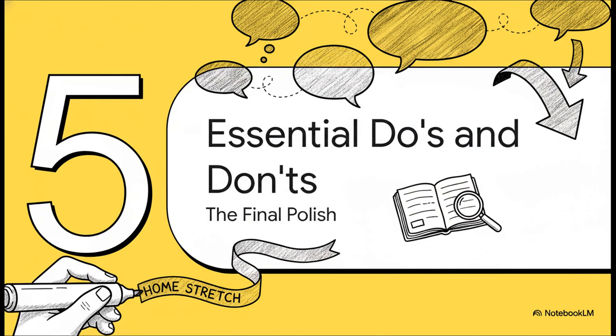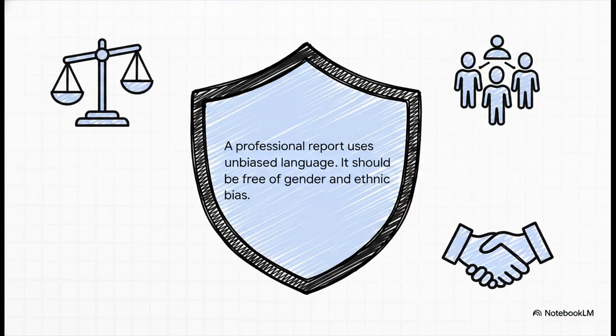All right, we're in the home stretch now. Let's talk about some of those little details that really give your report that final, professional polish. And a lot of it comes down to the language you choose. This one is absolutely non-negotiable in scientific writing. Your language has to be free from bias. That means no gender bias, no ethnic bias, none of it. It's a sign of objectivity and respect, which are right at the core of good research.